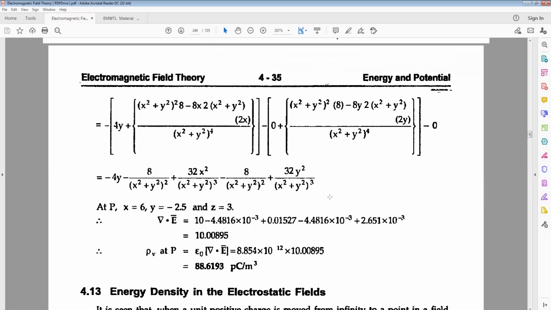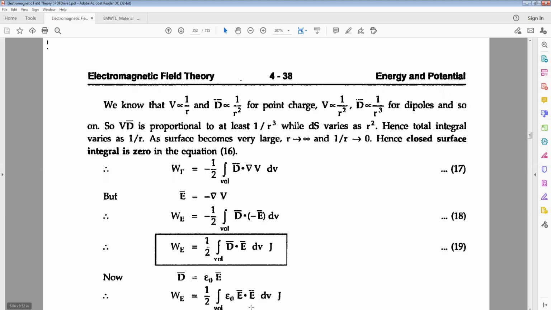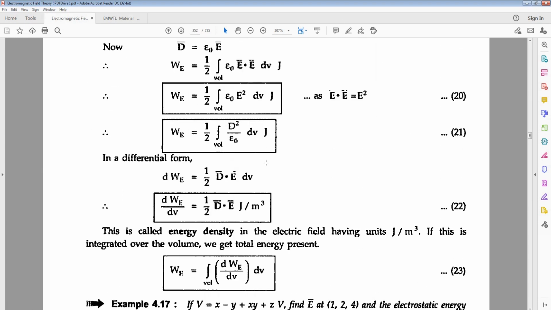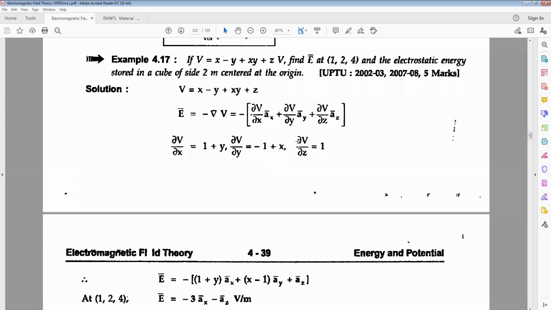And the next one is the next example. Till now we discussed the gradient of V, that is E bar is equal to minus del V. If a voltage is given, we find E bar at the point whatever they have given. Now go for another example in the same way.